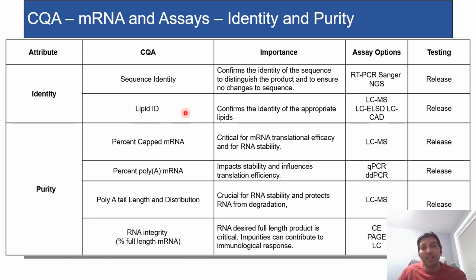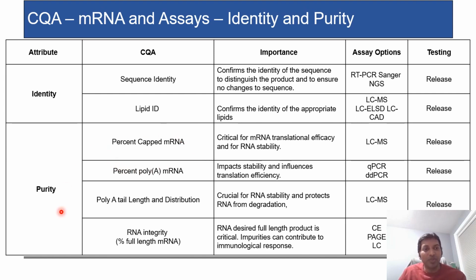So lipid ID is to confirm the ID of the appropriate lipids. Normally these are done through liquid chromatography methods. Ideally you use an ELSD method or a charge-based identification, which is the CAD method, or you can also use a mass spectroscopy method. These methods are very specific for each lipid, so ideally you have a control lipid to run as your control and really identify it.